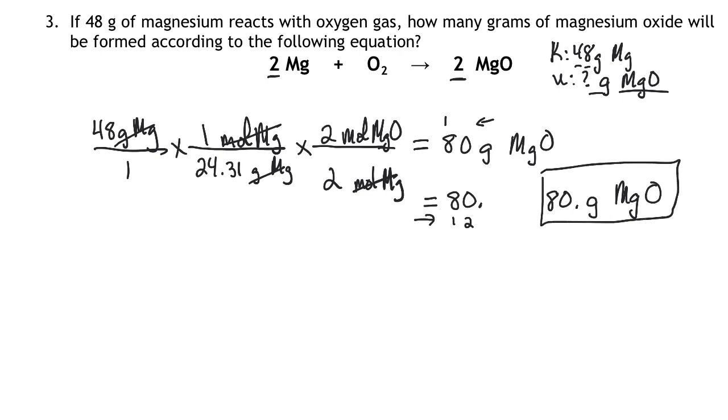Another way you could write this, if you wanted to use scientific notation, would be 8.0 times 10 to the 1 grams of magnesium oxide. So you could show your answer in either way. These would both be correct.